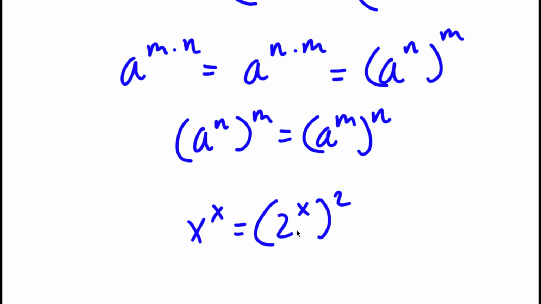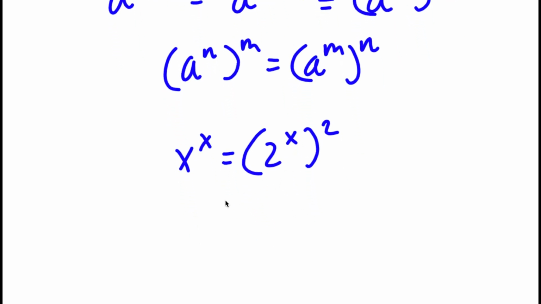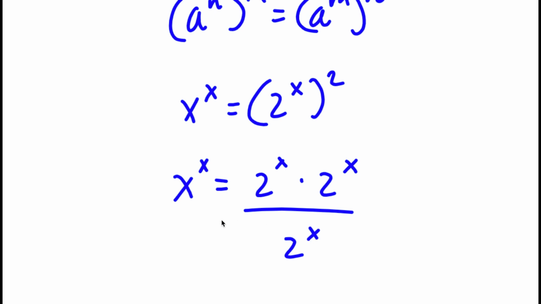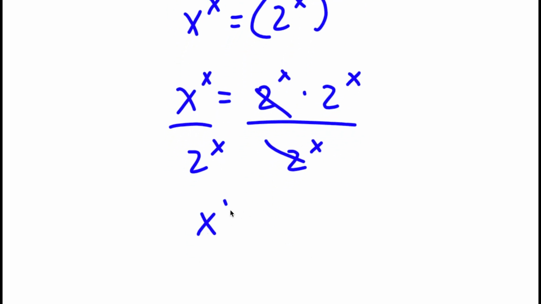Now, 2 to the power of x squared, I'm going to rewrite as 2 to the power of x times 2 to the power of x. So now, on both sides, I'm going to divide by 2 to the power of x. So then these two cancel out, and now I'm left with x to the power of x over 2 to the power of x is equal to 2 to the power of x.